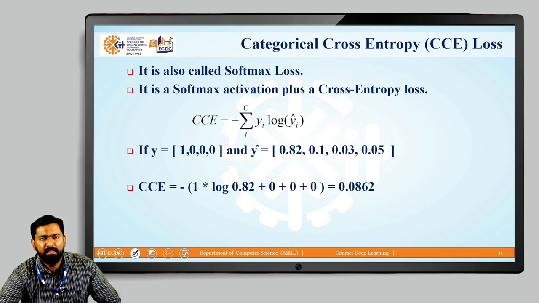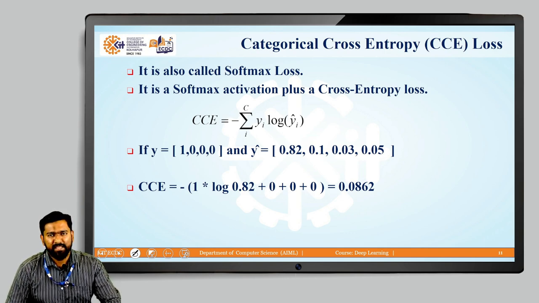You can see one example here. Suppose your y is 1000, means only the first class is 1. For example, this class is the cat class, so it's a cat. Then your prediction y cap: suppose you get an output of 0.82 probability for the cat, 0.1 for dog, 0.03 for elephant, and 0.05 for some other animal, horse or something. So this formula will do minus, yi is 1 into log 0.82, plus 0 into log of the next value, then again 0 into log of this, and 0 into log of this, which means only the first term will be there: 1 into log 0.82 plus 0 plus 0 plus 0. So the total value is 0.0862. That is the loss. This is how we use a multi-class loss function, which is called categorical cross entropy loss.